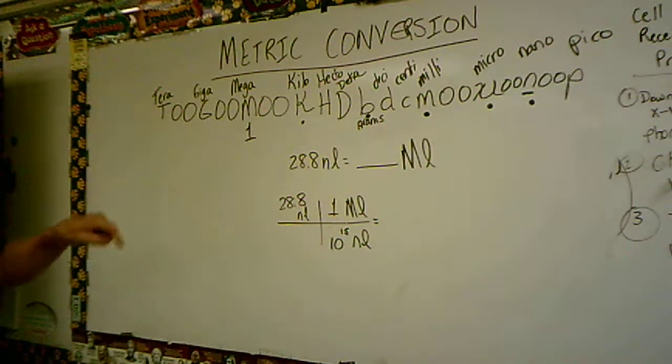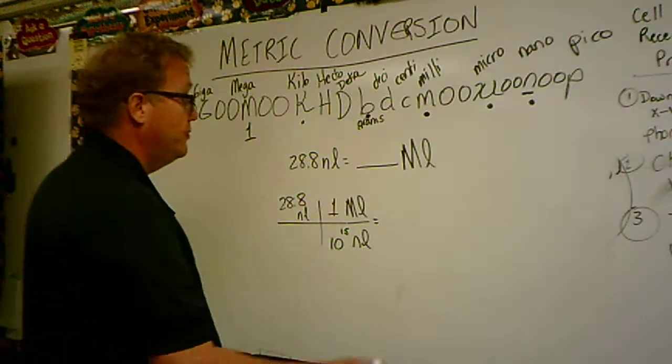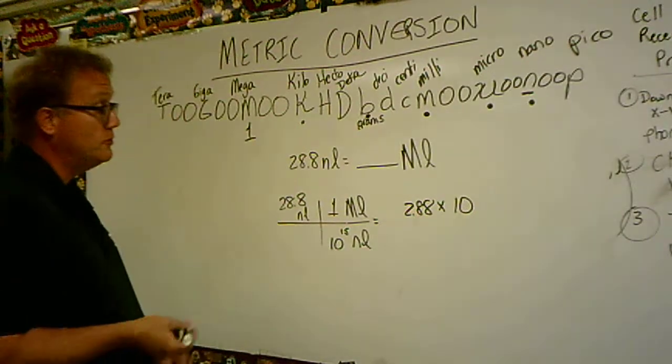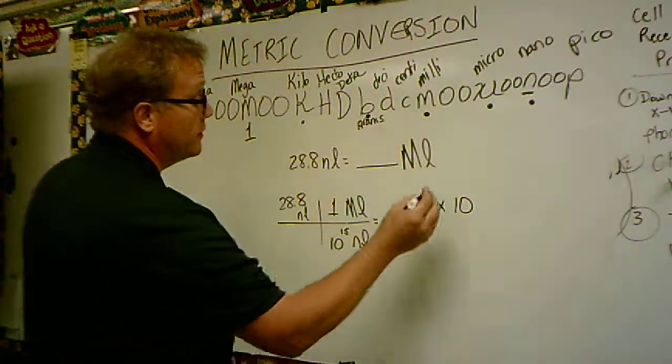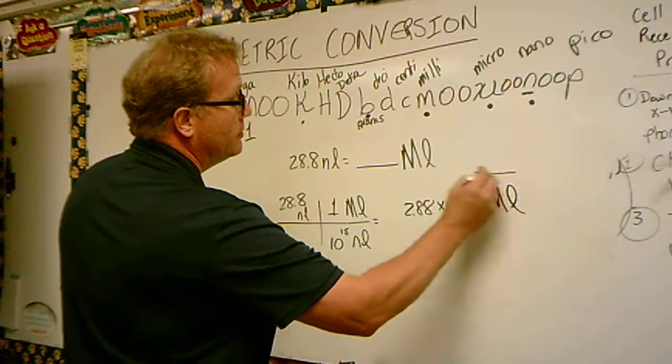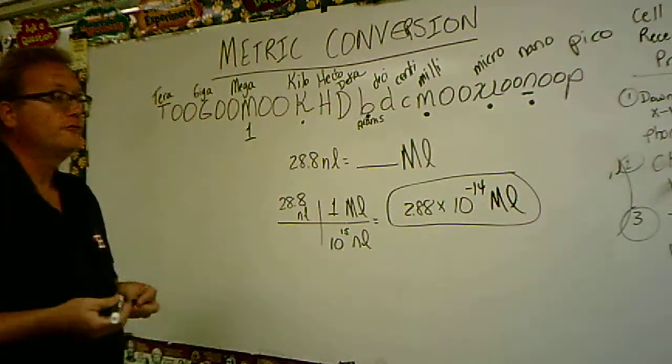Then all I have to do is just divide these. So I got 2.88 times 10, and you throw that on a calculator, you're going to end up with times 10 to the negative 14 megaliters. And that would be your answer.